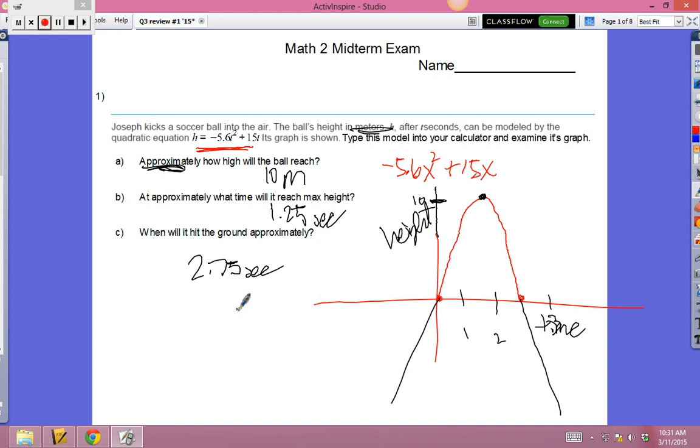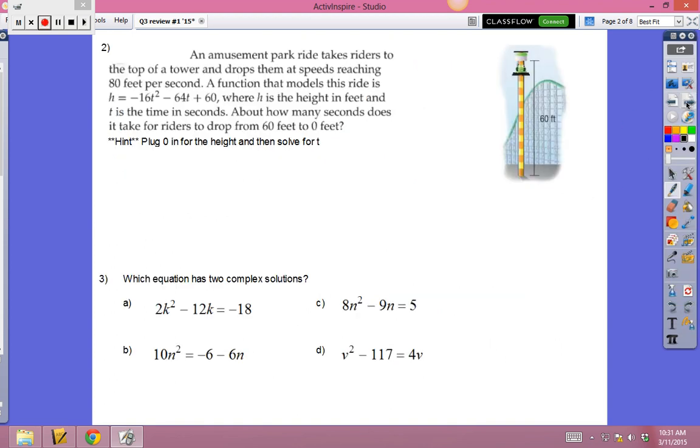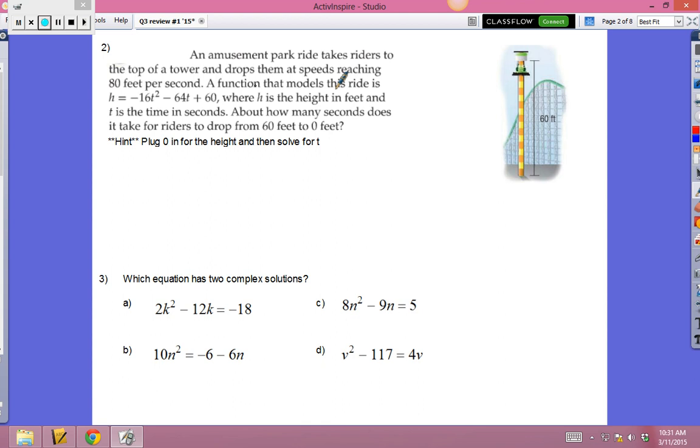So just analyzing a graph. Type a graph in, but you have to change them to x's, and then kind of look at the picture. Number two, we're going to give you a formula that models this situation. So now you're on a roller coaster that just drops vertically, so just drops you free fall. This model will give you h, which is your height, based on t time for seconds.